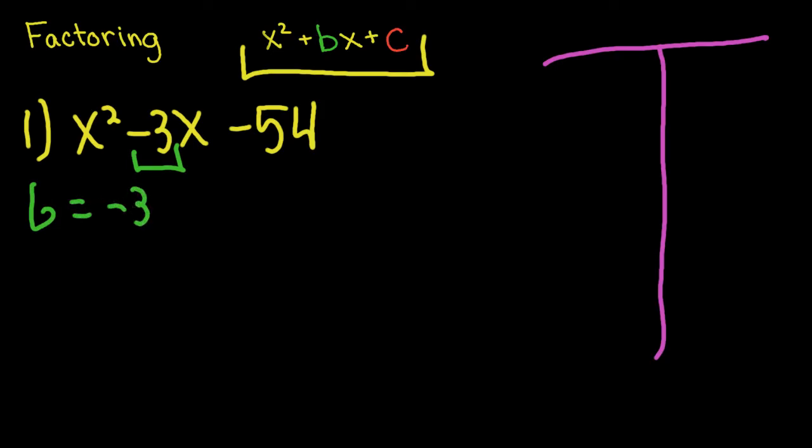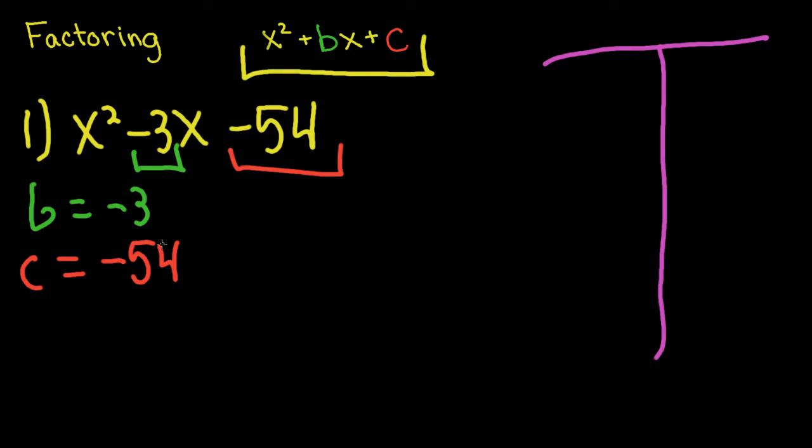Now I want to find my c value. My c value in this case is the one by itself with no x variable next to it, which in this case is -54. So I'll write c is equal to -54. Awesome. So now I'm going to go to the table I have on the right.